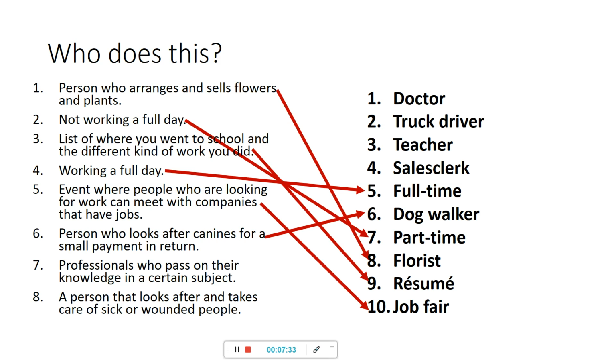Person who looks after canines for a small payment in return. That's a dog walker. Professionals who pass on their knowledge, y ahí está la clave, pass on, transfieren, ¿no es cierto? Pass on their knowledge in a certain subject. So we're talking about a teacher here, or anyone that can teach you something. Next we have a person that looks after and takes care of sick or wounded people. That's clearly a doctor. Very good. I hope you got all the answers right.